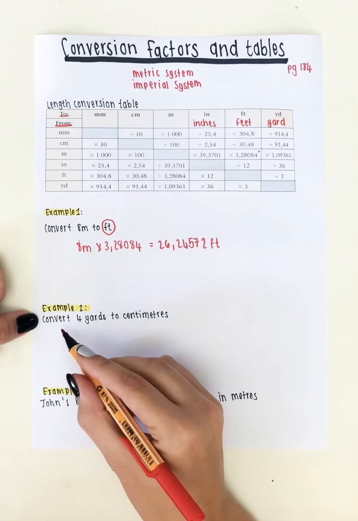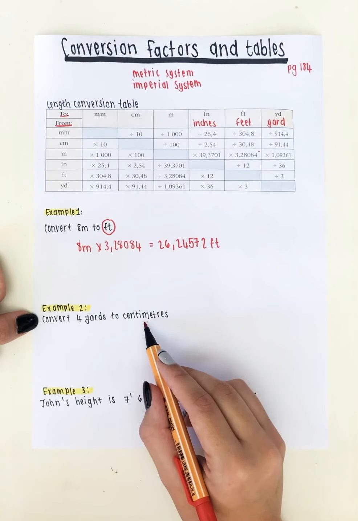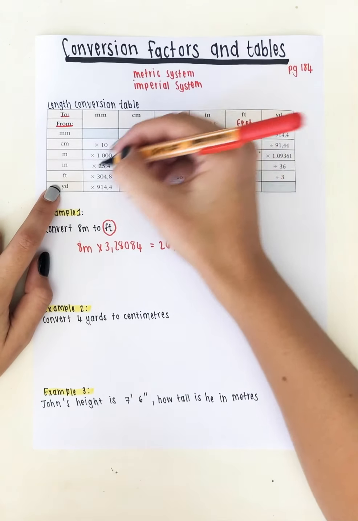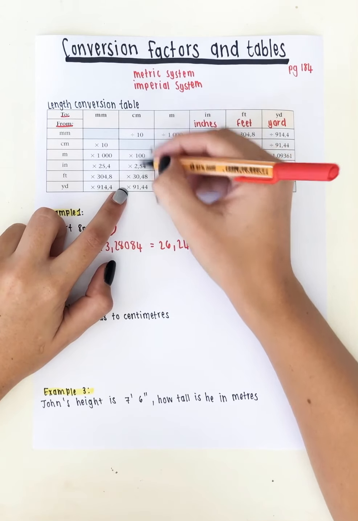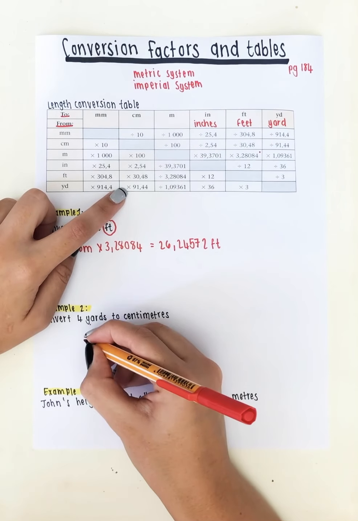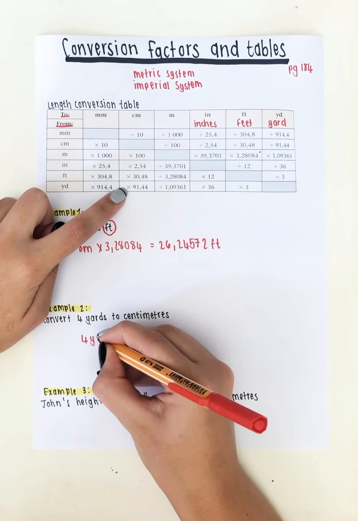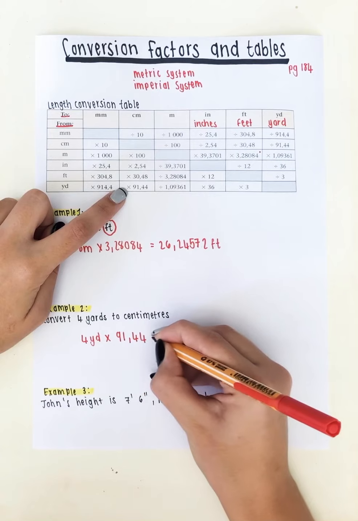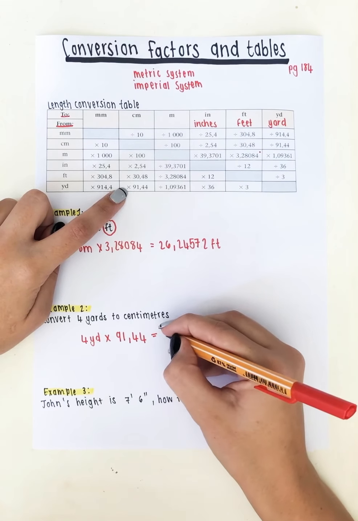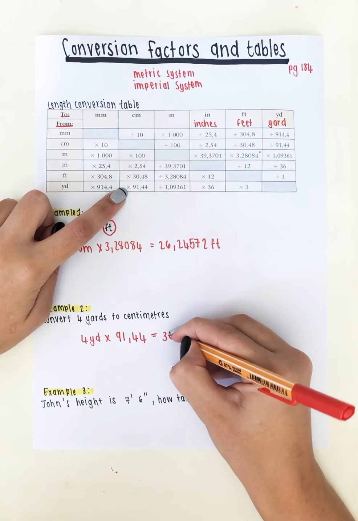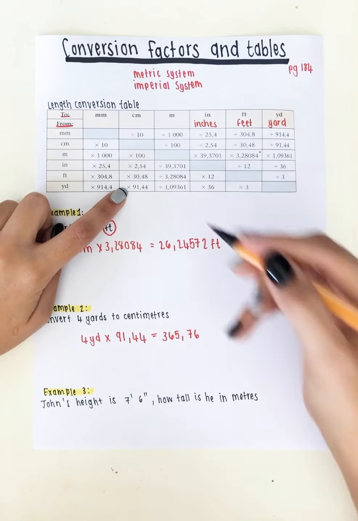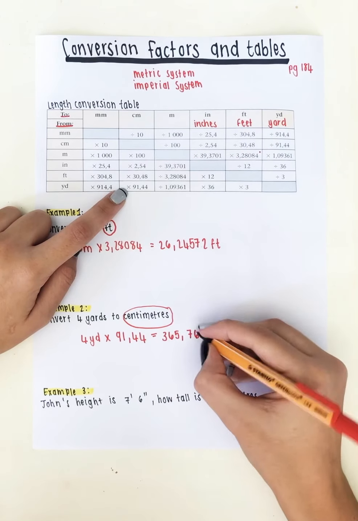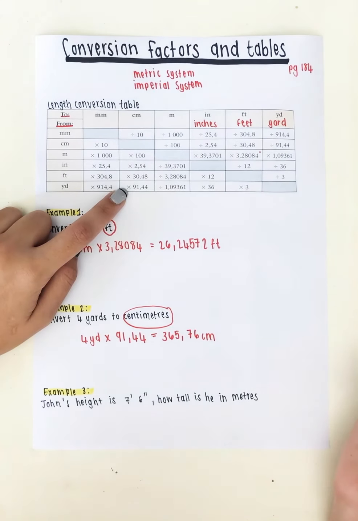then example 2, convert 4 yards to centimeters. So I go from yards to centimeters. So times by 91,44. So I say 4 yards times 91,44, which will give me 365,76. What's my unit? So I went from yards and they wanted it in centimeters. So my unit will be centimeters.